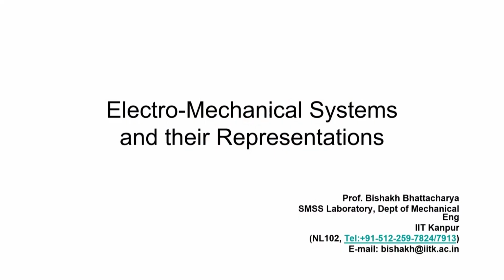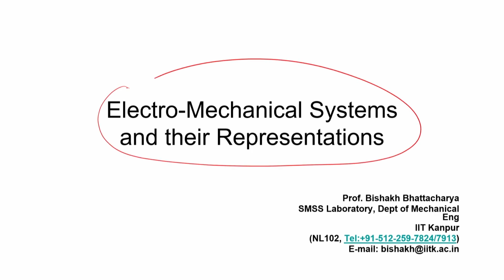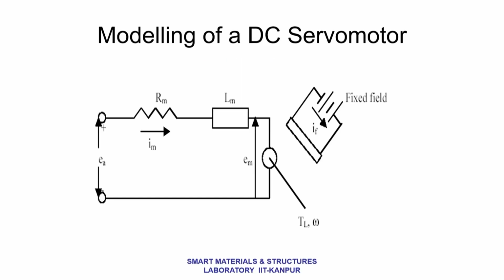Today we are going to take our knowledge of the modeling of a control system further by taking up some particular cases of electromechanical systems and their representations. The first one, of course, is the task that we have left from our last lecture, that is the modeling of a DC servo motor, which is so very important.